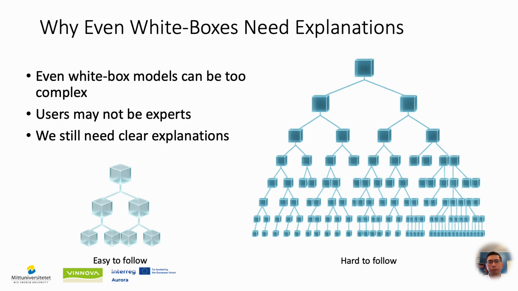When we talk about white box models like decision trees, we often assume they don't need explanation because they are already transparent. But in reality, that is not always true. A small decision tree with just a few nodes is easy to follow, but a very large tree with many branches quickly becomes overwhelming, even though it is technically transparent. So the key point here is transparency alone is not enough. We still need clear explanation to make models understandable and trustworthy.